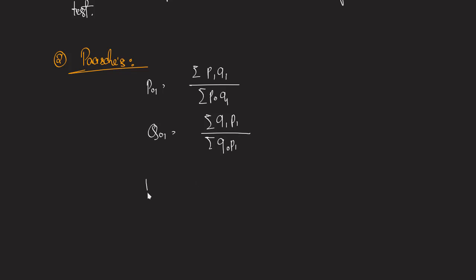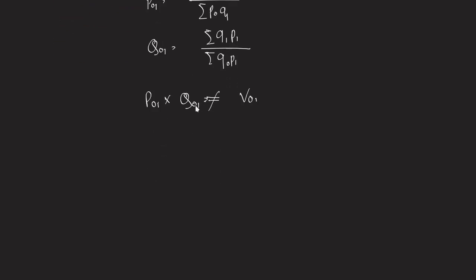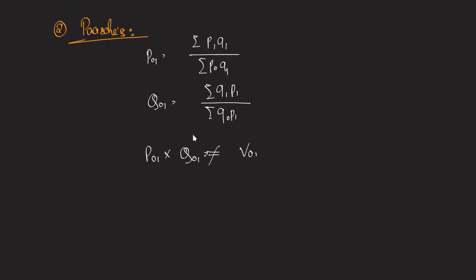In the case of Paasche, the value P01 is summation P1 Q1 by summation P0 Q1. And Q01 is summation Q1 P1 by summation Q0 P1. So P01 into Q01 is not equal to V01, right? So it fails.